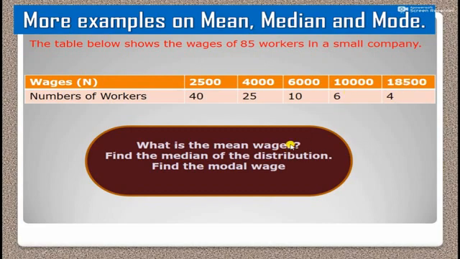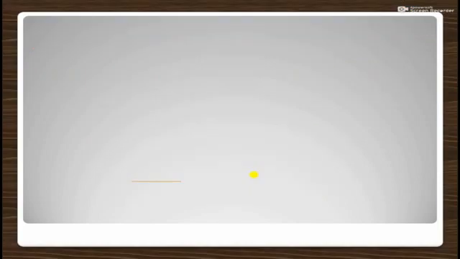Then the question wants you to find the mean wages. That is the mean of their wages. Then the second question is that you should calculate the median of the distribution. And then the third question says, find the modal wage. Solution.